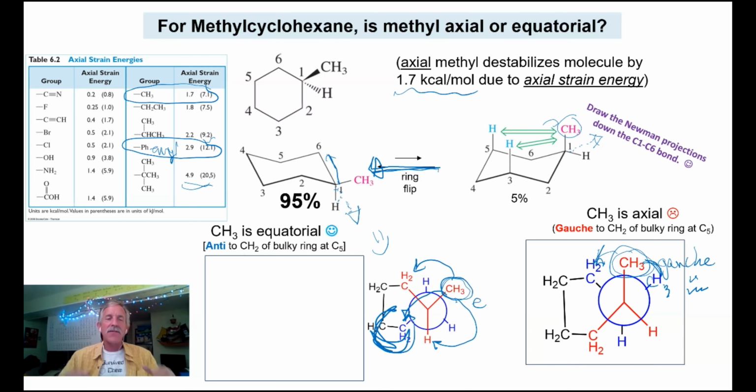So this is kind of fun in that you can design the lowest energy conformation for any ring that you build. You can also design and let me know what the highest energy conformation would be, where we have all these axial strain energies.